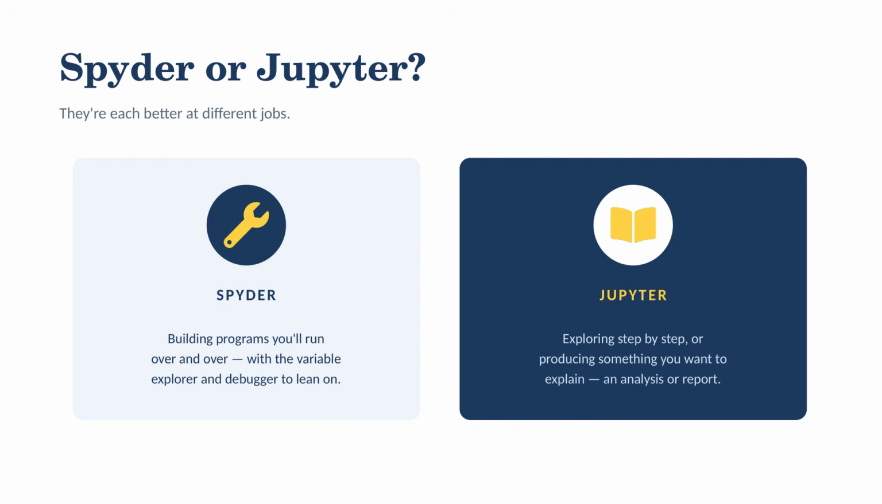Now that you've seen both Spyder and Jupyter Notebook, which one do you use? So roughly reach for Spyder whenever you're building a program, something you'll run start to finish over and over with the variable explorer and debugger to lean on. Reach for Jupyter when you're exploring, working step by step and producing something you want to explain. It's like an analysis, a report, or a walkthrough. Plenty of people use both, and you don't have to pick a side today. Just know that they're both better at different things.